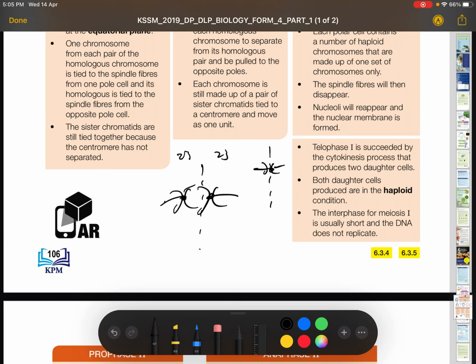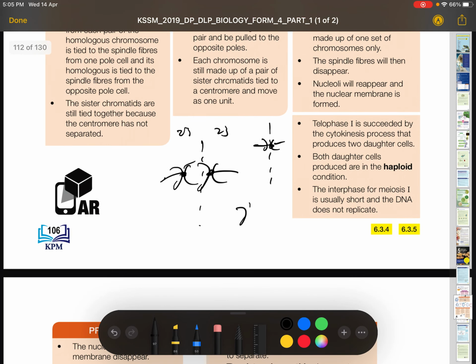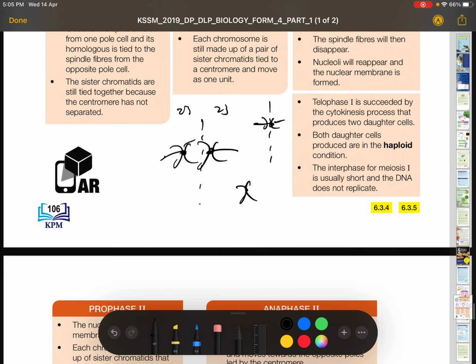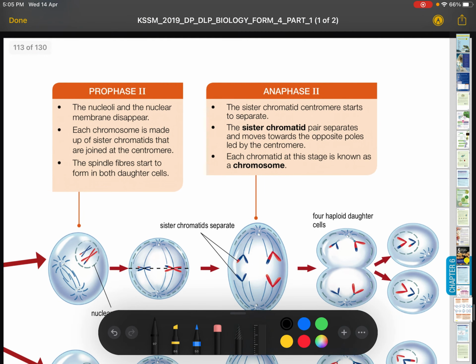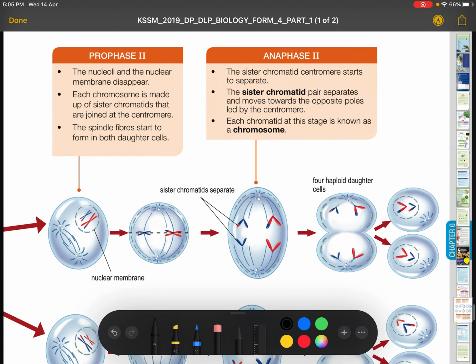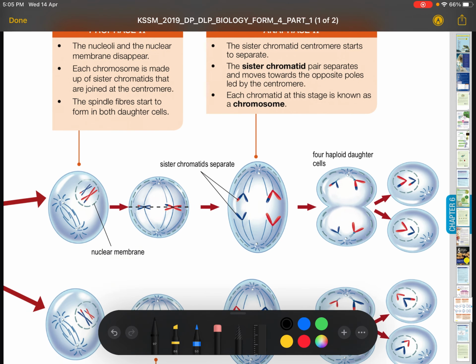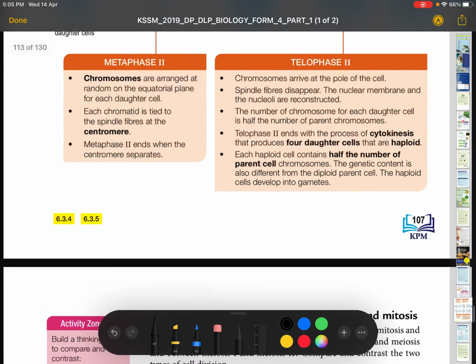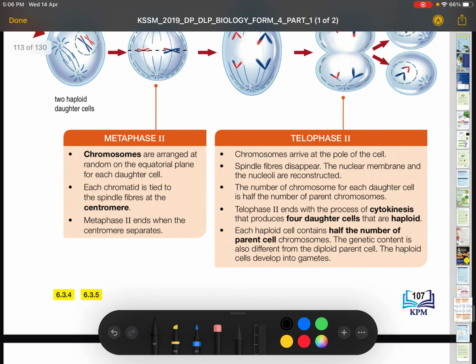Okay, after telophase 1 is cytokinesis, and then it will produce two daughter cells, and these two daughter cells are in haploid condition. And during this time, there is some interphase, but there is no S phase. The DNA does not replicate. There is no replication of DNA. So the sister chromatids stay like this. They stay together. So now during prophase 2, the nucleolus and the nuclear membrane disappear again. And then the chromosomes are still in sister chromatid form. And now they will meet the centromere, like normal. And then the spindle fibers start to form like normal as well.